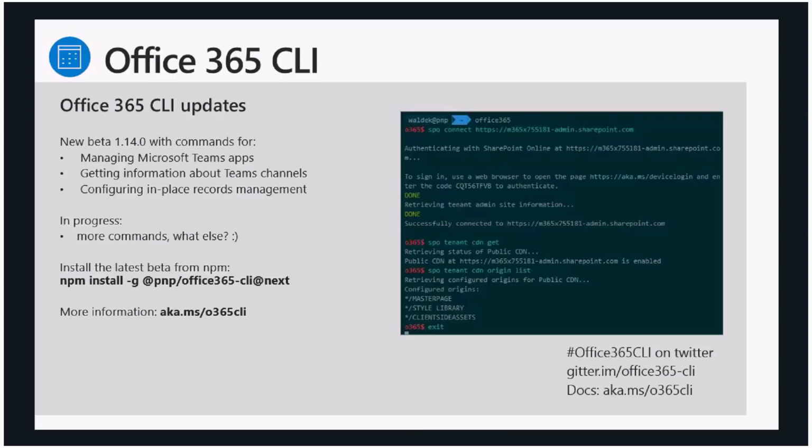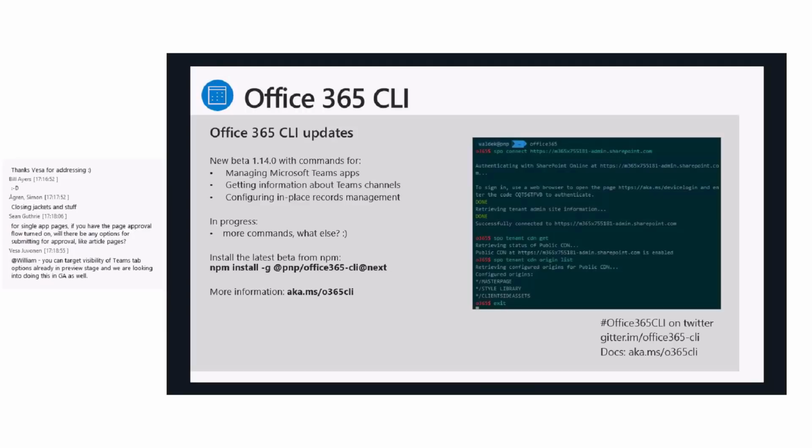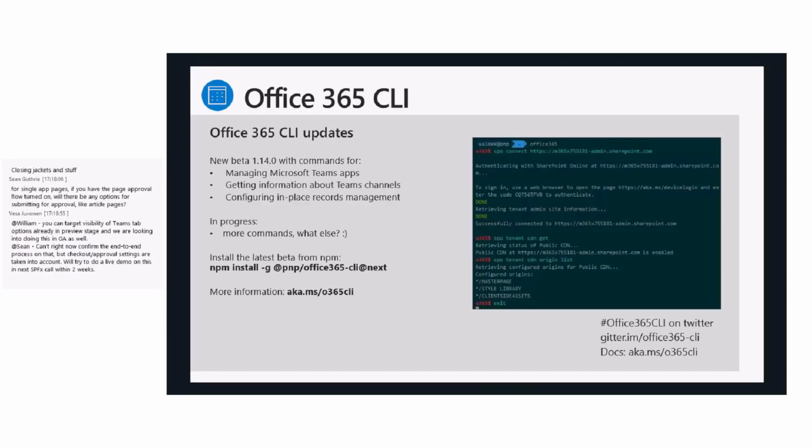If you've got ideas on new commands, the Office 365 CLI is a great place to get involved, as each of the commands is fairly atomic, so you can work on one little thing without having to update the entire library. So it's a great place if you're looking for an entry point to contributing on PnP.